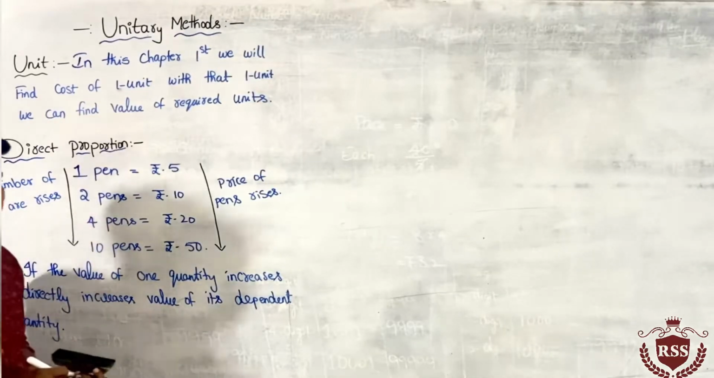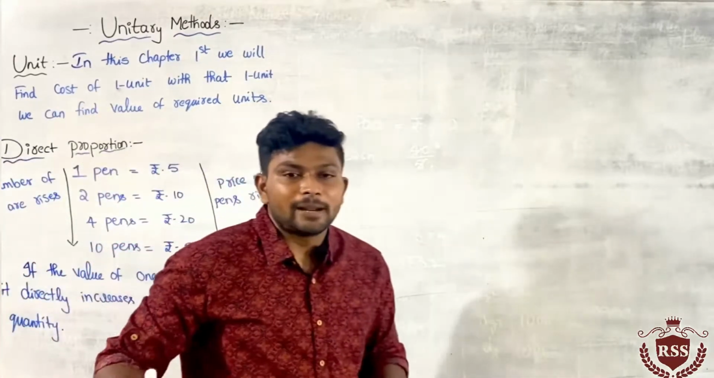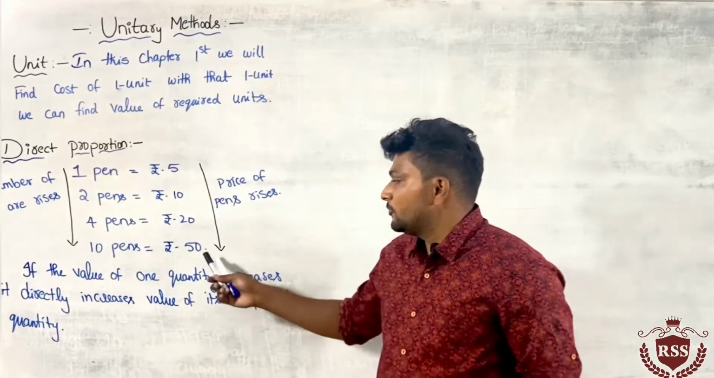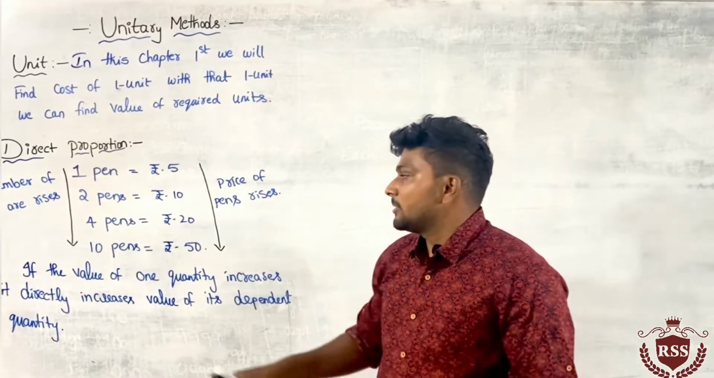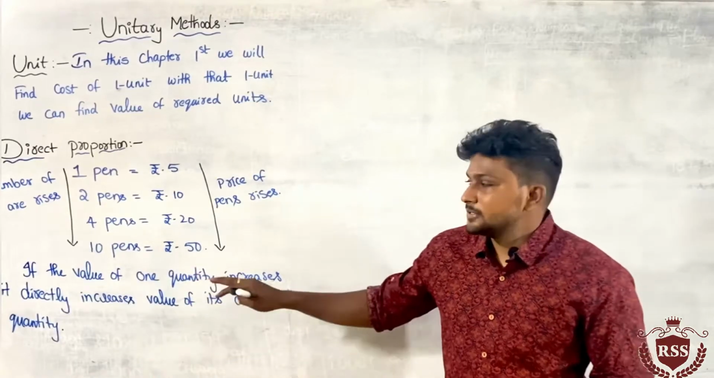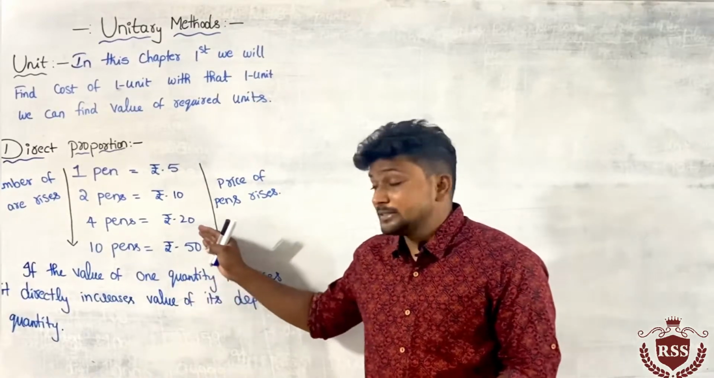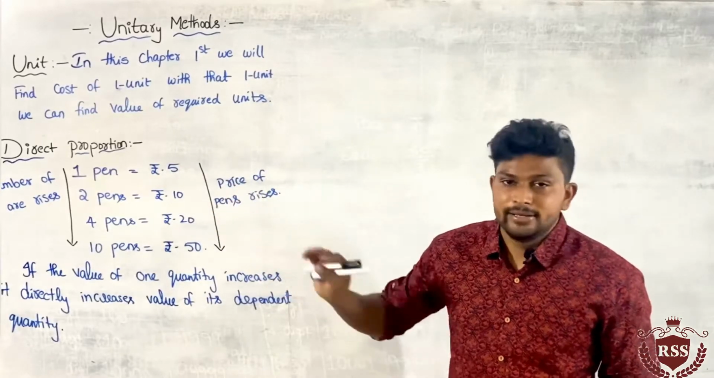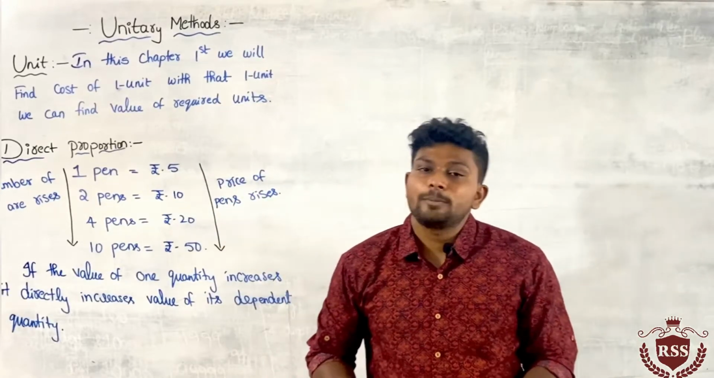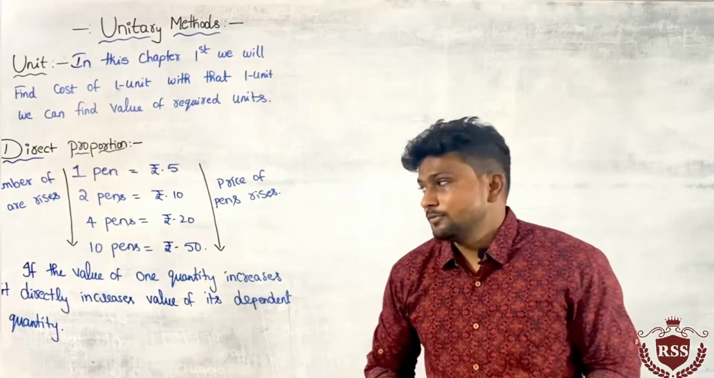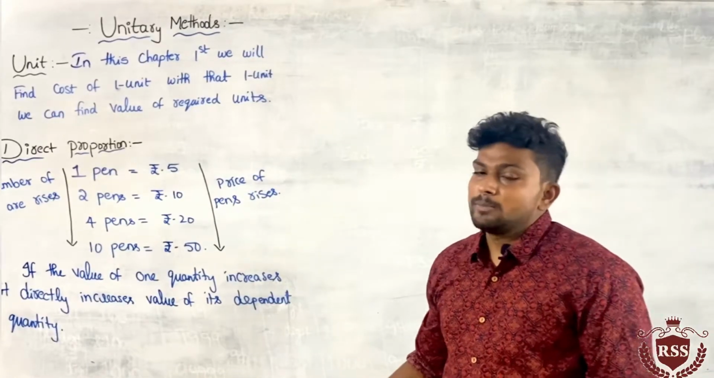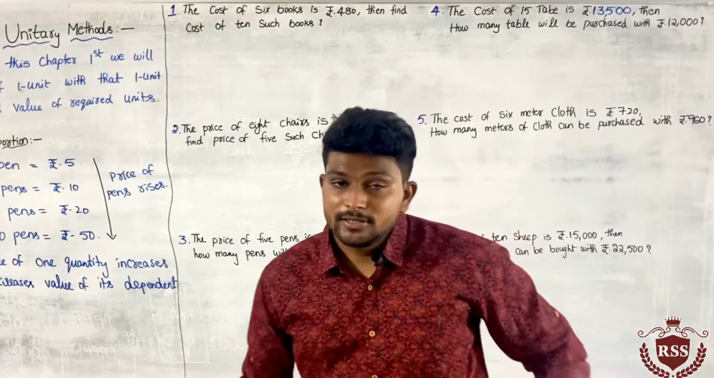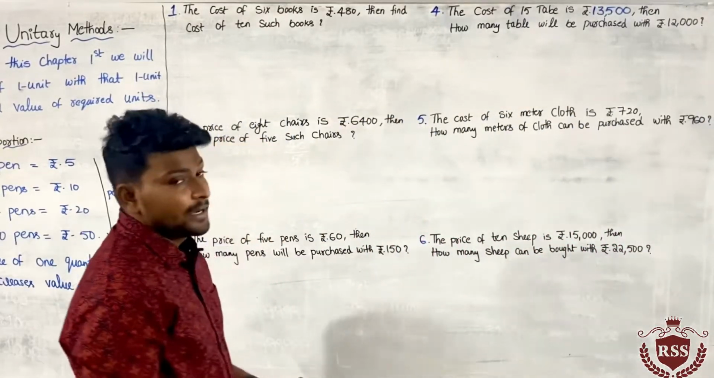Dependent quantity means that here the price of pens depends on the number of pens we are taking. So if the number of pens increases, the price of pens also increases. If the number of pens decreases, the price also decreases, right? This is direct proportion. We will see problems related to direct proportion. Next, we will see the problems related to direct proportions.